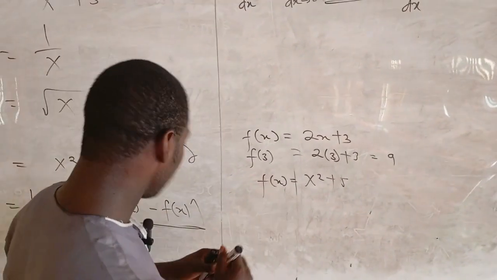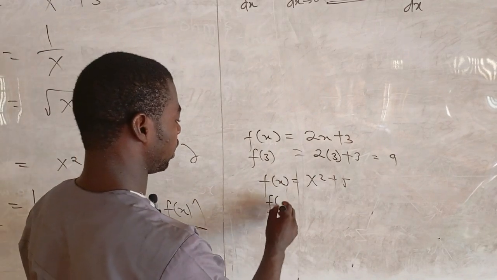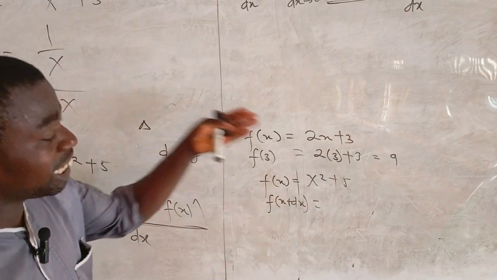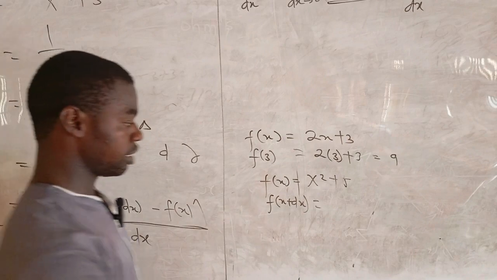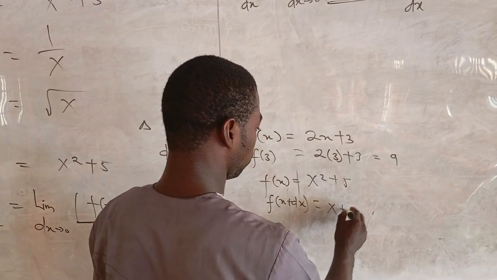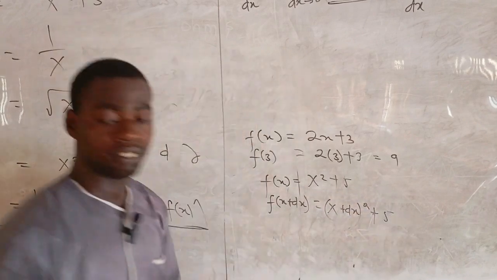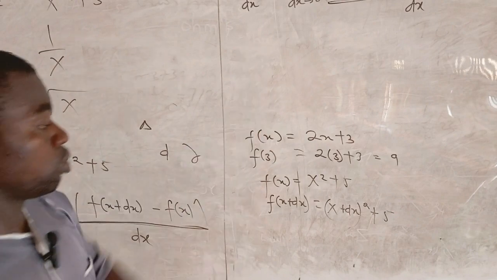Now the formula says f of x plus dx, so we are looking for f of x plus dx. What it means is that anywhere we see x in f of x, we will put x plus dx. So this becomes x plus dx squared plus 5. That was what happened there, so that's what we got.